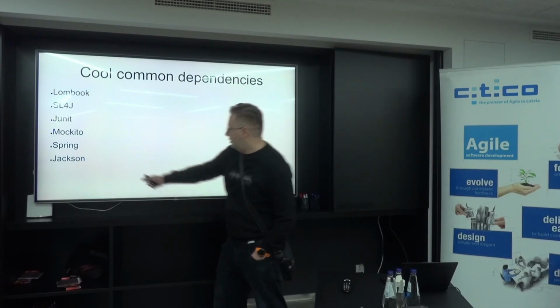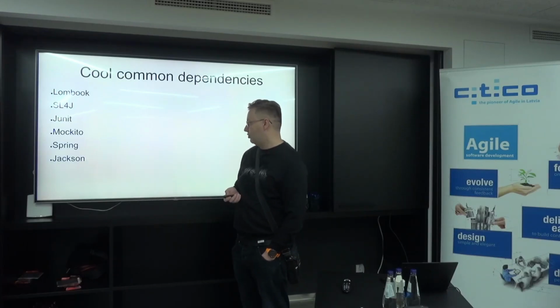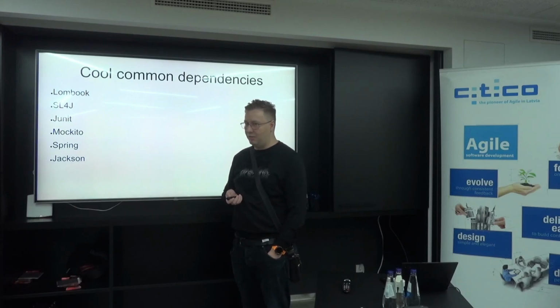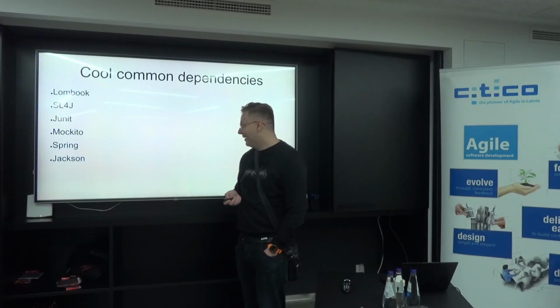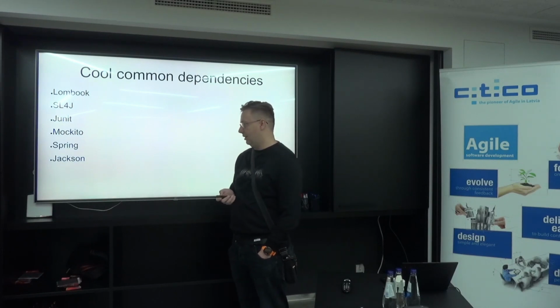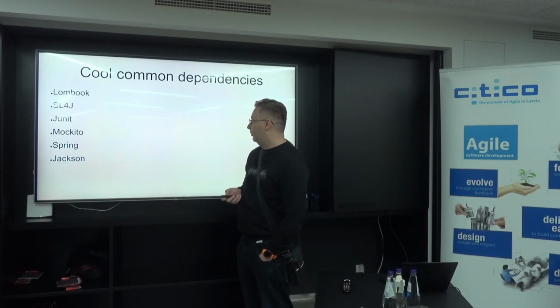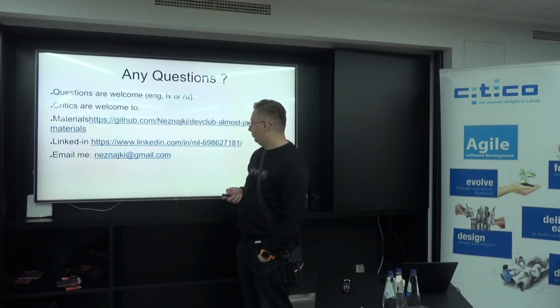There's also Jackson for data transformation from objects to any structured format. It has XML, JSON, maybe YAML also, I don't know. But all those extensions I had in almost any project, and I have seen them in almost any project I worked on. So those are very useful.